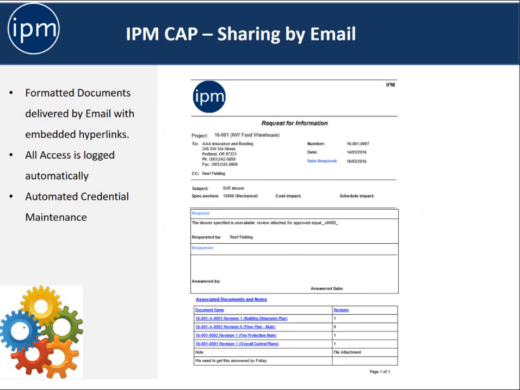One of the ways that the Collaborative Access Point provides third parties with access to documents is via email sharing, or sharing documents via emailed links. All of our standard documents have the ability to include embedded links. This particular document on the screen is an RFI that we're going to send out to AAA Insurance Bonding. If they select any of the hyperlinks on the document, then they'll be offered a download of the associated drawings and documents that are related to that particular RFI.